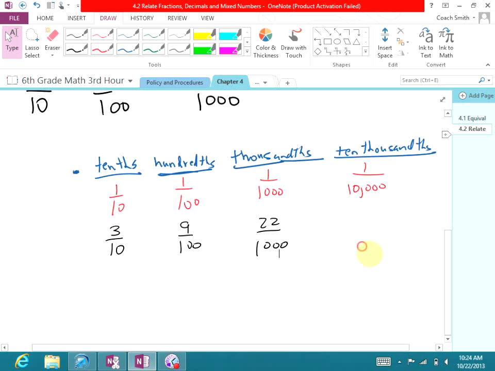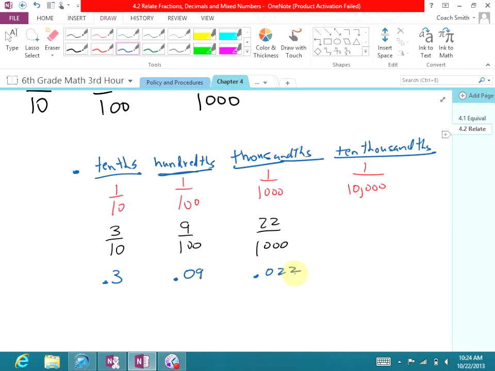Okay, so this would have to be 0.3. This would have to be 0.09. And this would have to be 0.022. So anytime that you have a 10 on the bottom, then whatever number's on top goes right behind the decimal.